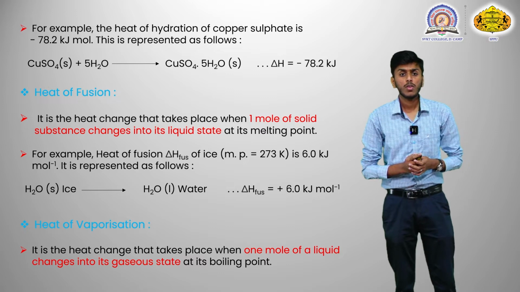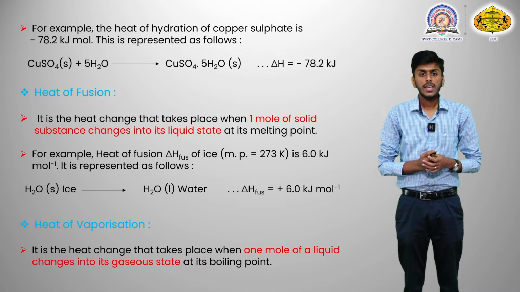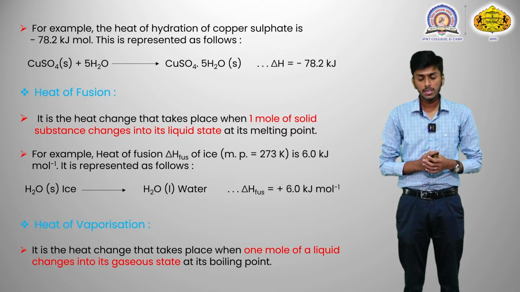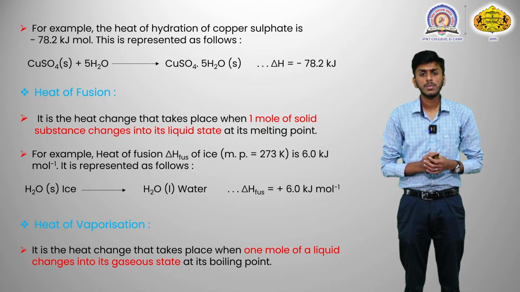Next is heat of fusion. It is the heat change that takes place when 1 mole of solid substance changes into liquid state at its melting point. For example, the heat of fusion of ice, having a melting point of 273 Kelvin, is 6 kilojoule per mole and it is represented as follows. Water in the form of ice melts into water, and delta H fusion is 6 kilojoule per mole.